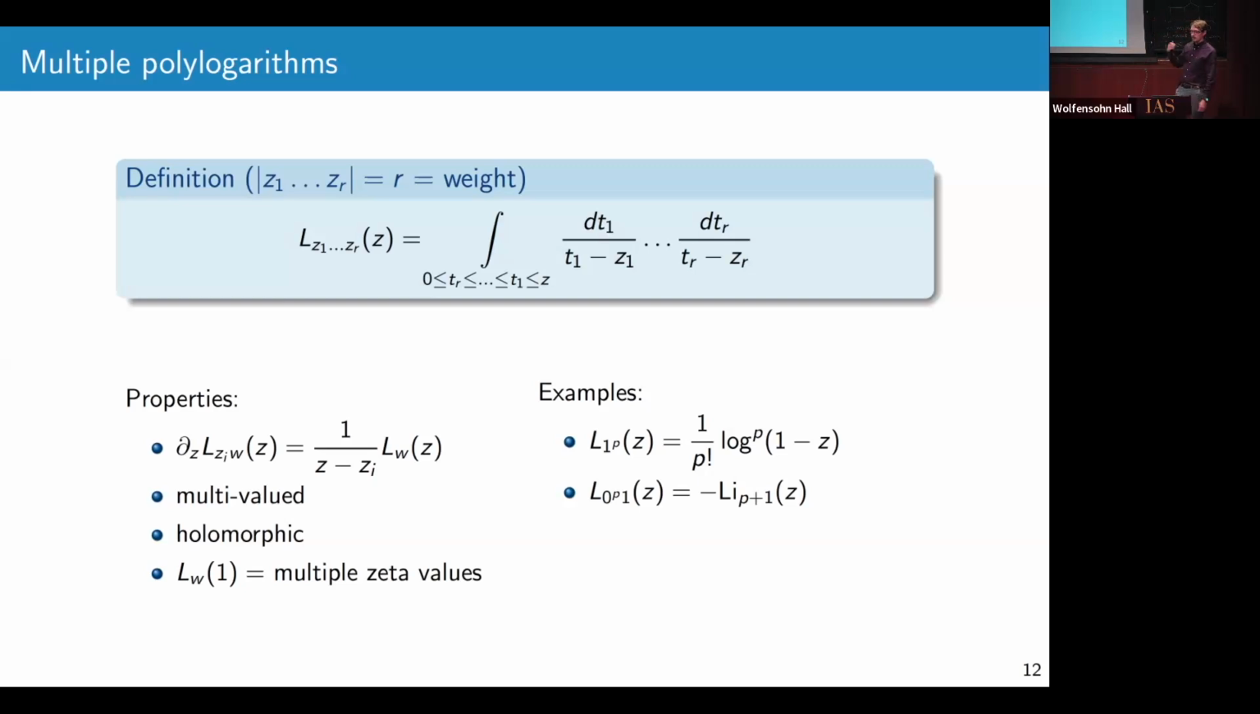In the second part, we will keep the locations generic. The properties are like this. We have these differential relations where W can be a word, so it can contain multiple letters. These are multi-valued holomorphic functions, and evaluated at 1, we get multiple zeta values. For example, if the labels are all 1, we get a power of log(1 minus z). If the labels have several zeros and a 1, we get the classical polylogs.